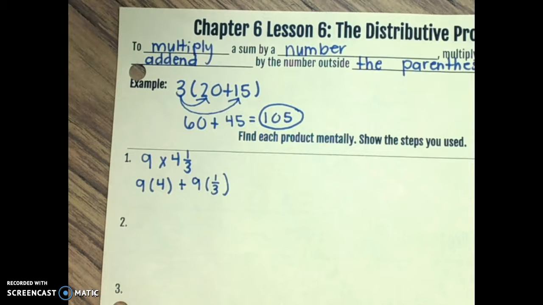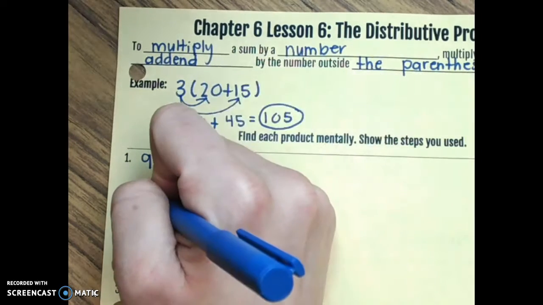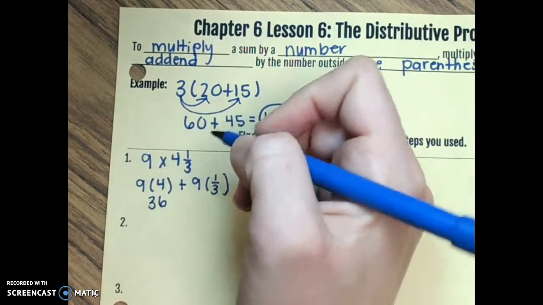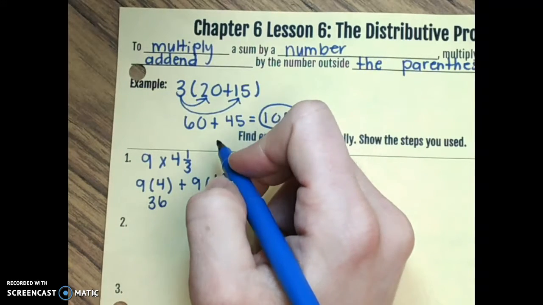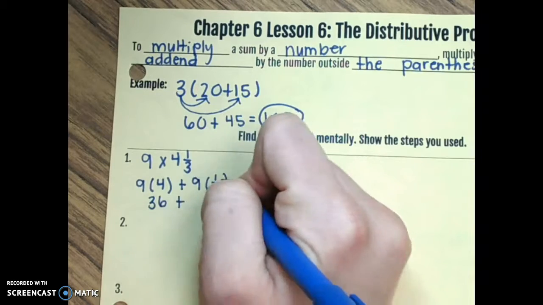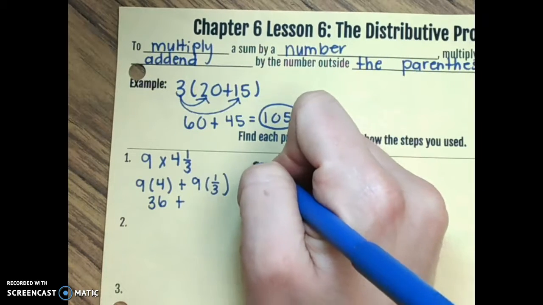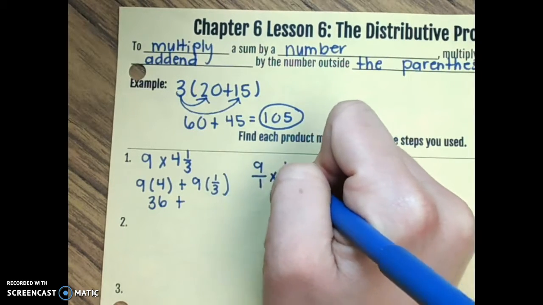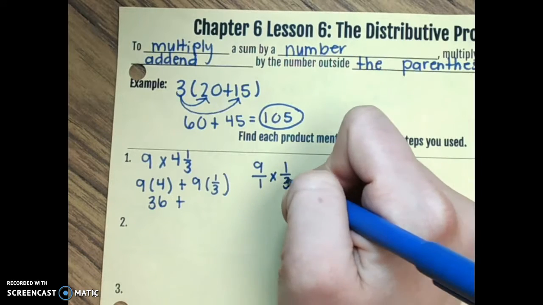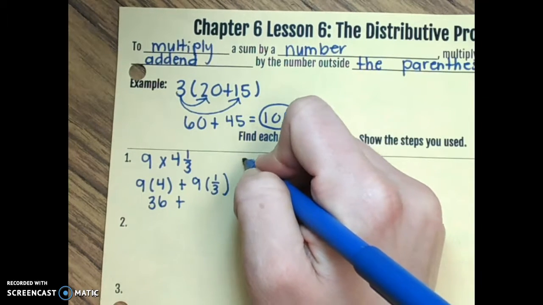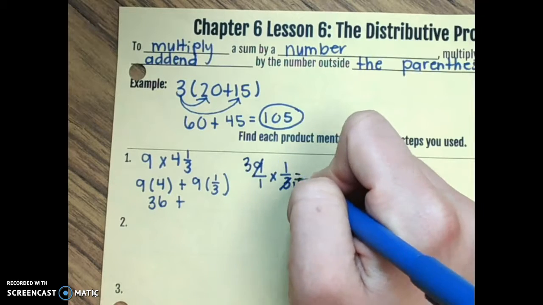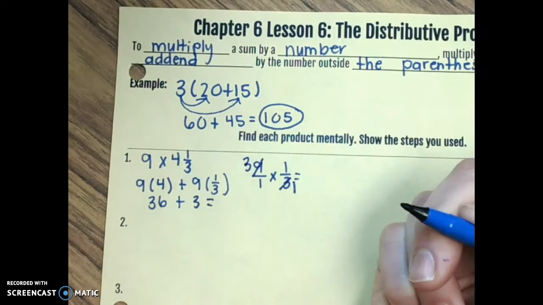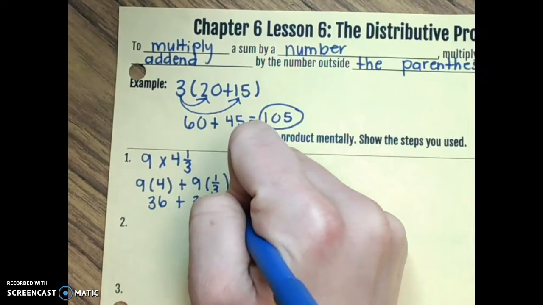So 9 times 4 is 36. And then 9 times 1/3, I'm going to rewrite that here, 9 over 1 times 1 over 3. I'm going to cross cancel, the 3 becomes a 1, the 9 becomes a 3, so our answer is 3. 36 plus 3 is 39.